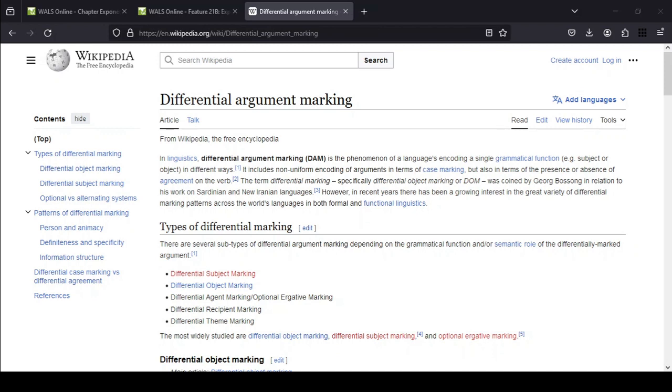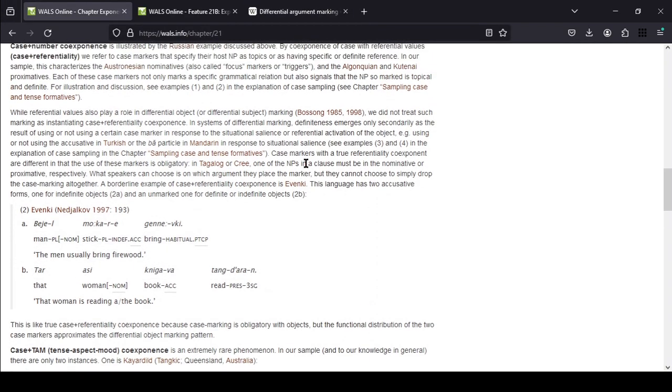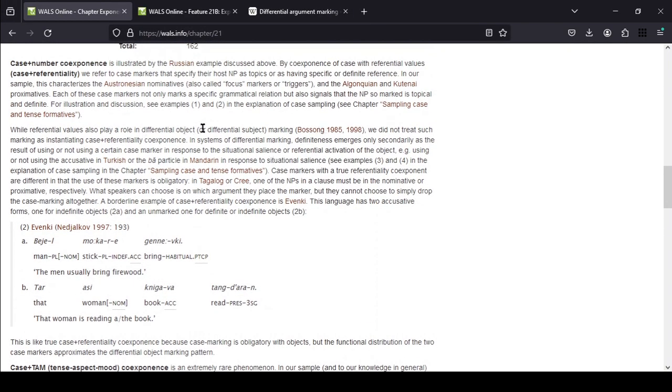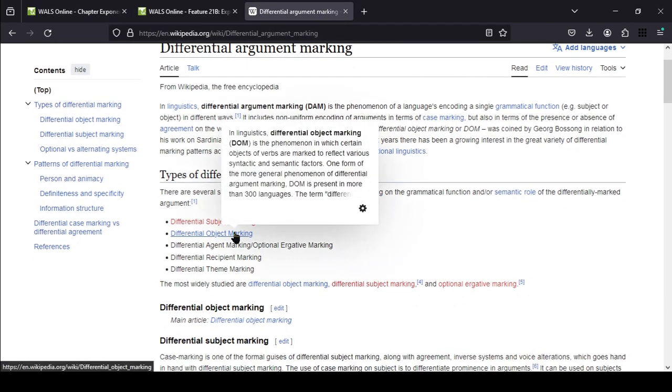All right. I am back. This is the next day. It's the morning of the next day, so I have forgotten around 90% of what I must have been reading. I remember I was stuck. When we last left off, I was stuck because it said differential object and differential subject marking, and I had literally no clue what that meant.